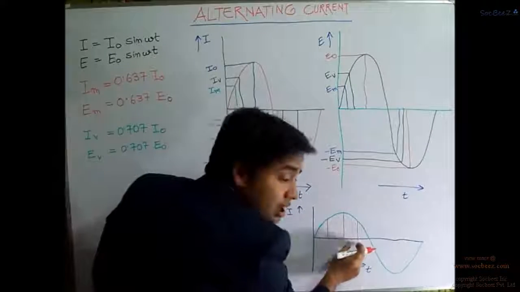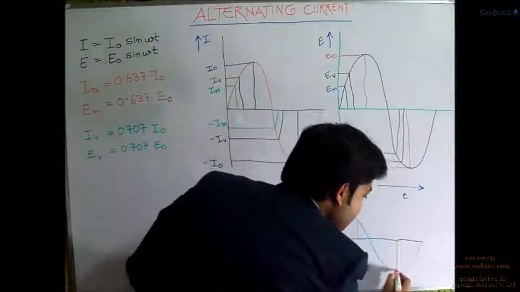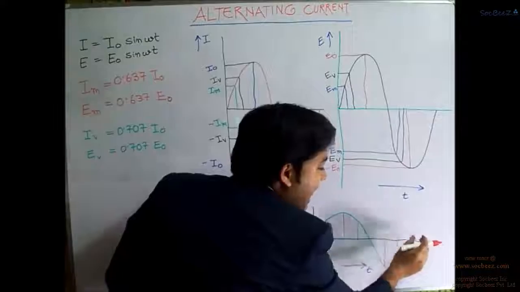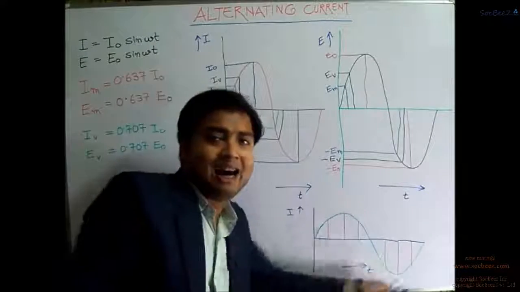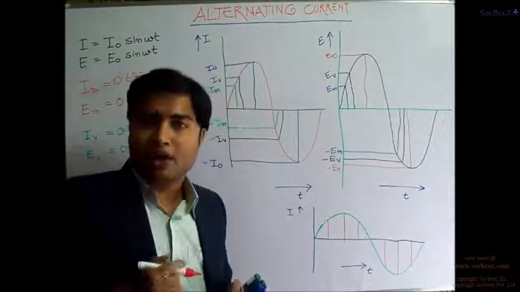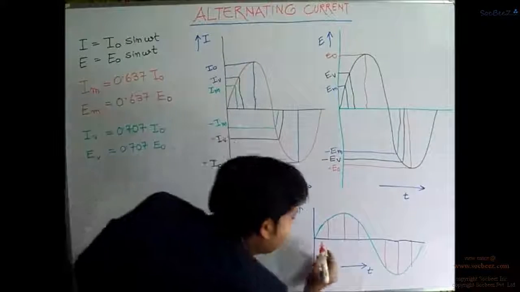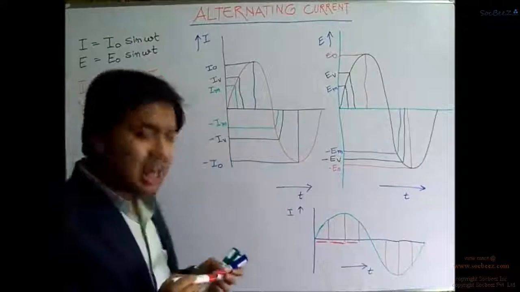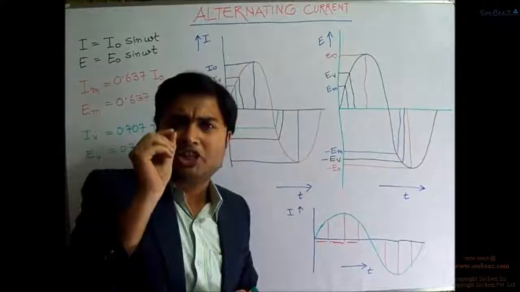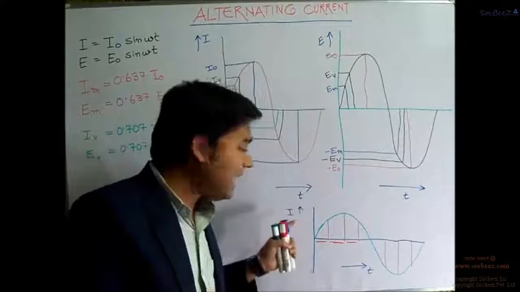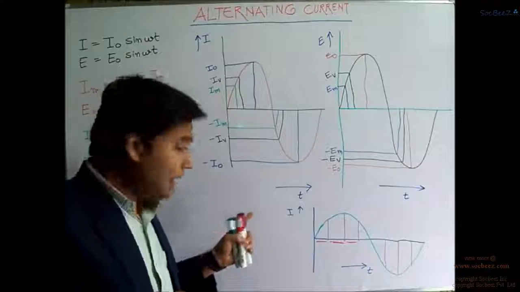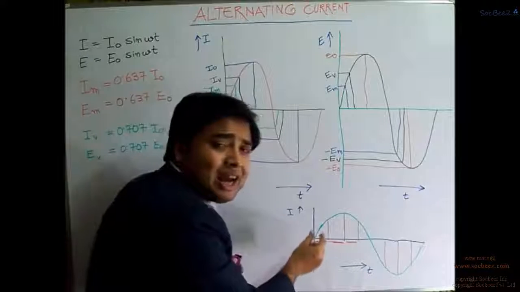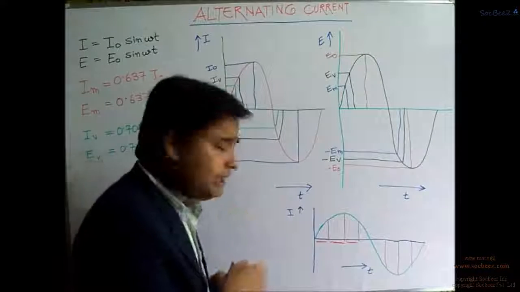First, second, third, fourth, likewise, fifth, sixth, seventh, eighth. We have subdivided this entire time T into 8 parts. And for each part, this part or this part or this part, there will be an instantaneous value of alternating current, right? When will that be possible? If we take this interval as infinitesimally small, right?